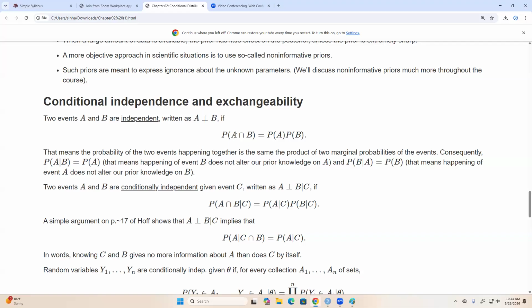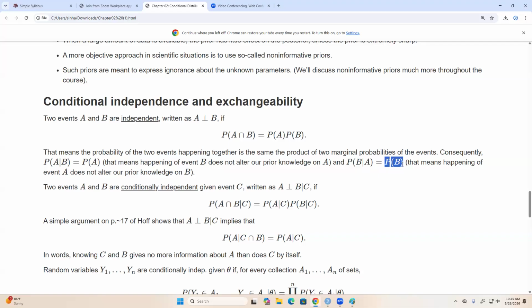So what does it mean? Independence means the happening of one event has no information on the happening of the other event. In other words, even if I condition on the fact that B has happened, the probability of A remains unchanged. So the probability of A given B is equal to the probability of A. Similarly, the probability of B given A is equal to the probability of B.